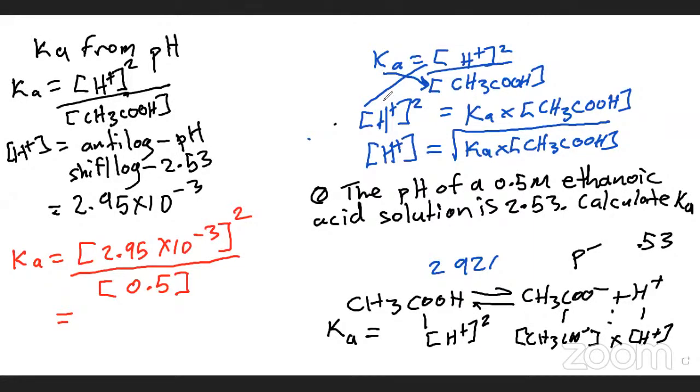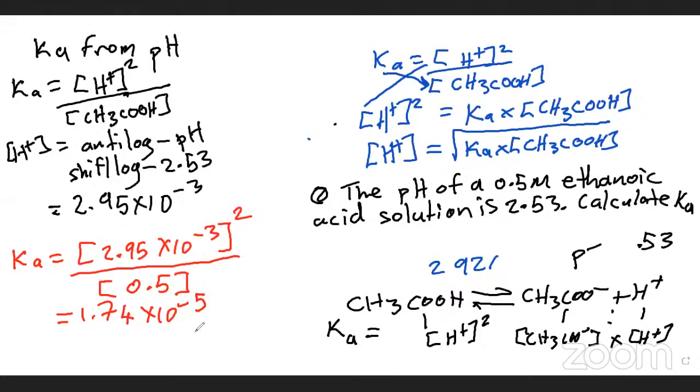5.9 times 10 to the negative 3. 5.9? We're supposed to get back 1.7 something. Let me check. 1.74 times 10 to the negative 5. Right, I saw it, I didn't square it. So how much did I get? 1.7 how much? Four. So you realize we got back the Ka, right?